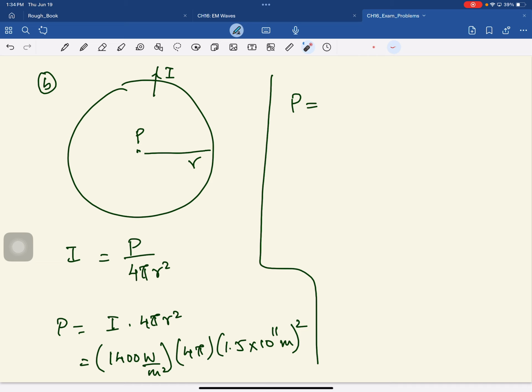Okay, let's take care of the powers of 10. That's 10 to the 22, and we'll make that 10 to the 25. The meter square cancels, so you get watts. 1.4 into 4 pi into 1.5 squared.